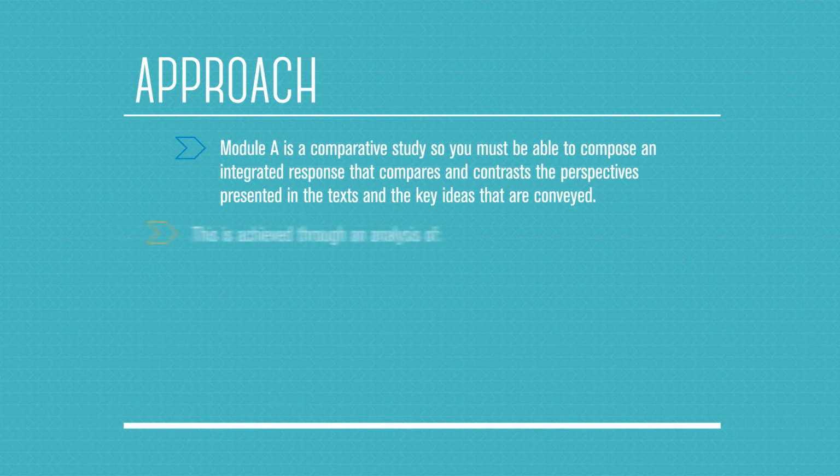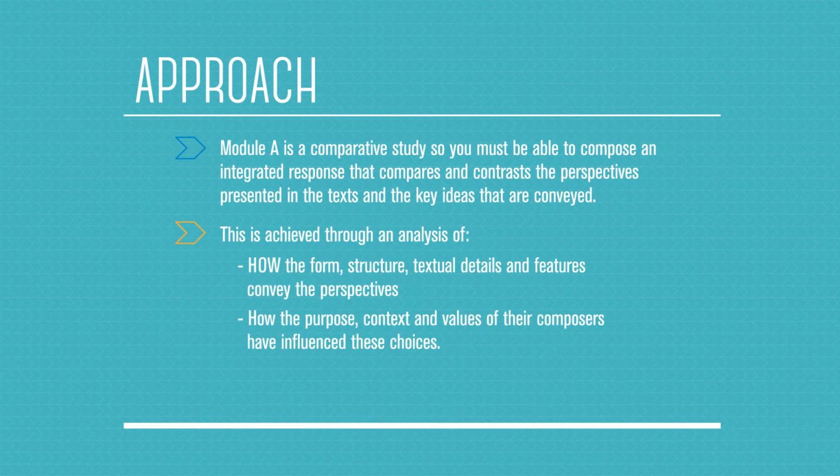And how do you do that? So you've got to do it through how the form, structure, and textual features and details convey the perspectives. So, for example, paragraph 2 in your essay, you could actually put form and structure and perspective in one paragraph of both texts. So you actually compare them.